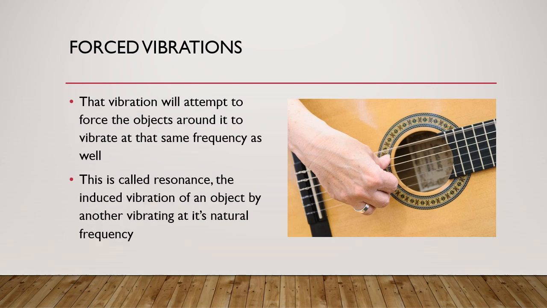And then when it does that, it's going to force the objects around it to vibrate. Kind of try to get them to vibrate at that same frequency as well. This is a thing called resonance, which is the induced vibration of an object by another object vibrating at its natural frequency. This is what we're going to do in our lab. We're going to take a tuning fork and we're going to try to generate that same natural frequency in a column of air. We'll get to that a little bit more later.